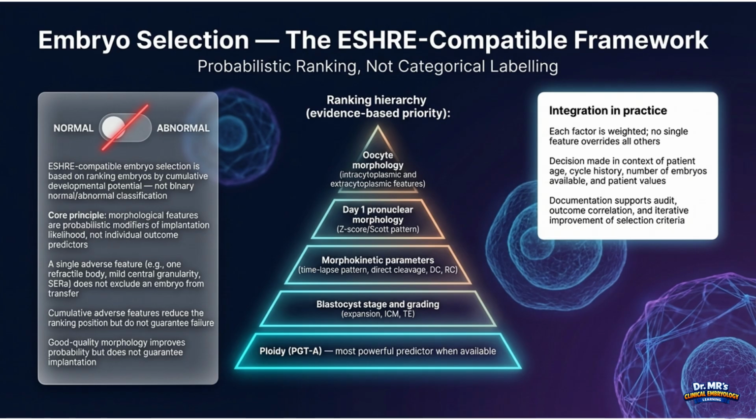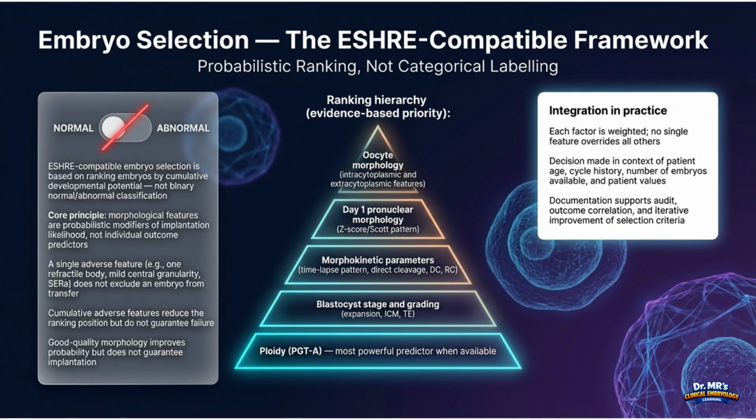Right, because if the genetics are fundamentally unbalanced, the prettiest TE in the world won't prevent a miscarriage. What's number 2? Number 2 is the blastocyst grade, the Gardner expansion, ICM, and TE scores. Number 3 is morphokinetics data from the time-lapse, looking for anomalies like direct unequal cleavage or reverse cleavage. Got it. Number 4 is day 1 pronuclear morphology. Did it have a perfect Z1 NPB pattern? And the lowest weight, number 5, is the initial oocyte morphology.